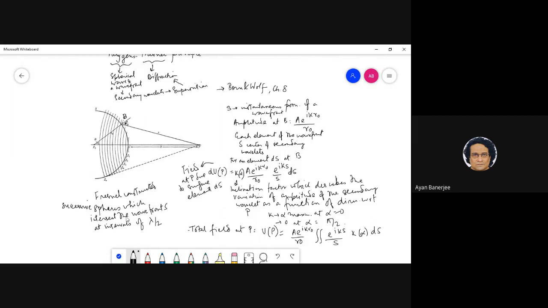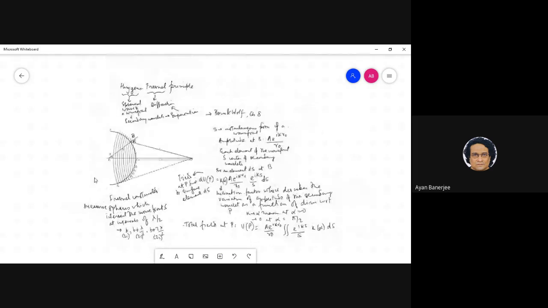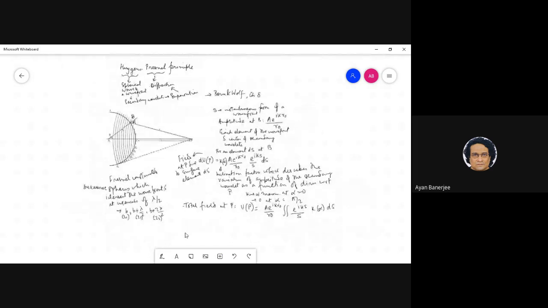So the first radius is B, then B plus lambda by 2, then B plus 2 lambda by 2, and these are essentially the zones Z1, Z2, Z3 here. Z1 is B, let me write down, this is Z1, that is Z2, that is Z3, like that. Okay, is that clear? It was a very, very interesting construction that he did.